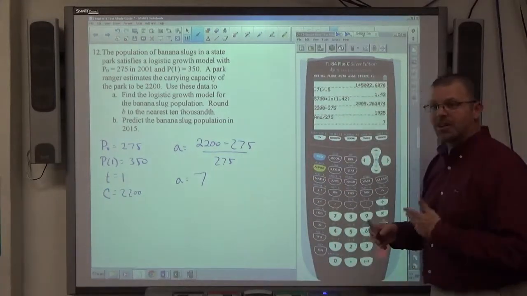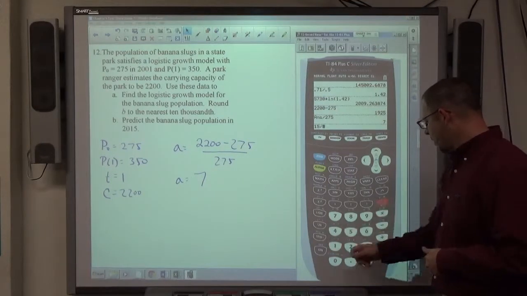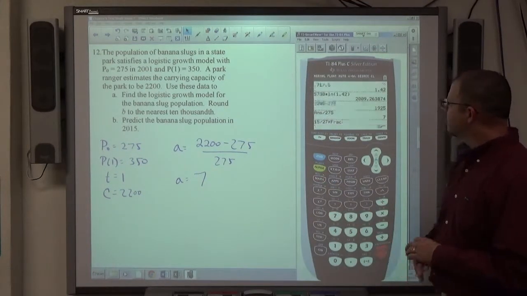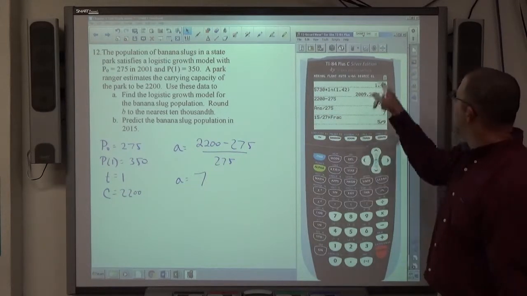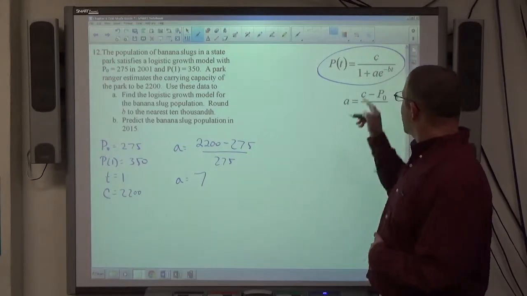If it comes out as a fraction, leave it as a fraction. And again, let's say it was like 15 divided by 27. Let's say something weird like that. Math, frac, enter. And then it gives you 5/9. I'd rather have a fraction than a decimal there for A. So A is 7.